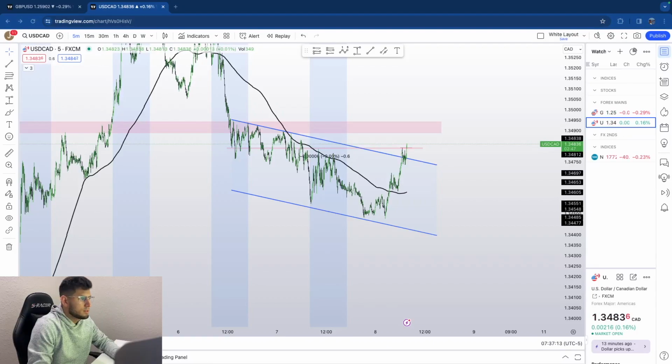What's up, guys? Today is Thursday morning, 7:37 a.m., February 8th. So I'm looking at GU and UCAD, which are the two pairs that I trade.